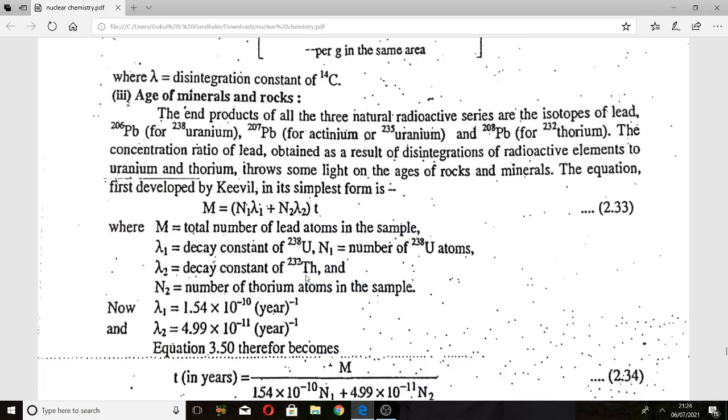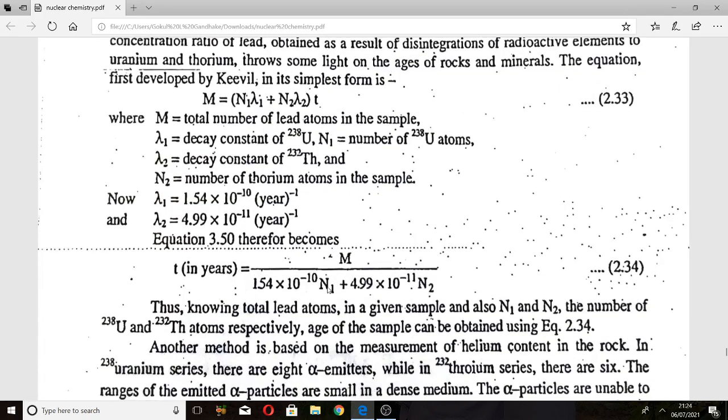Here we can see lambda 1, the decay constant of uranium 238. Its value is 1.54 × 10^-10 per year. Lambda 2 is the decay constant of thorium 232, and its value is 4.99 × 10^-11 per year. By using this formula, T in years is equal to m divided by (1.54 × 10^-10 N1 + 4.99 × 10^-11 N2).